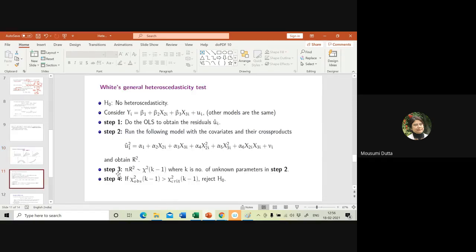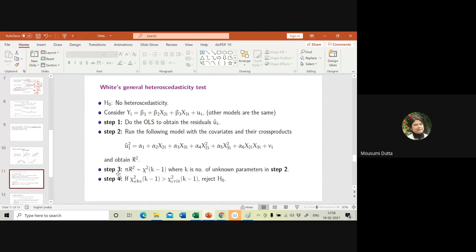Now, it is always best to go for formal tests. There are several tests to detect heteroscedasticity. We can start with White's general heteroscedasticity test. For all heteroscedasticity tests, in the null hypothesis, we consider homoscedasticity, that is, no heteroscedasticity.